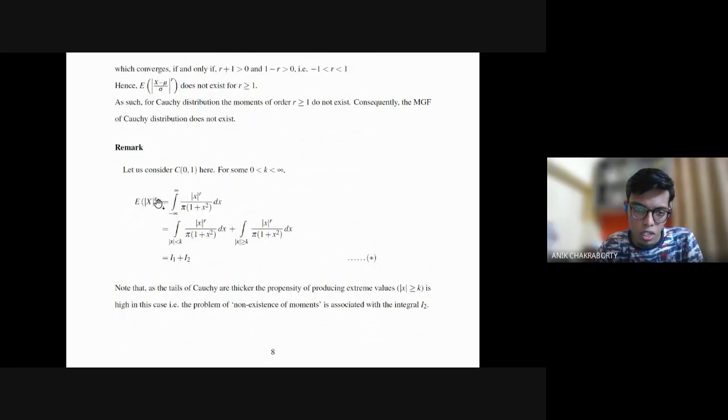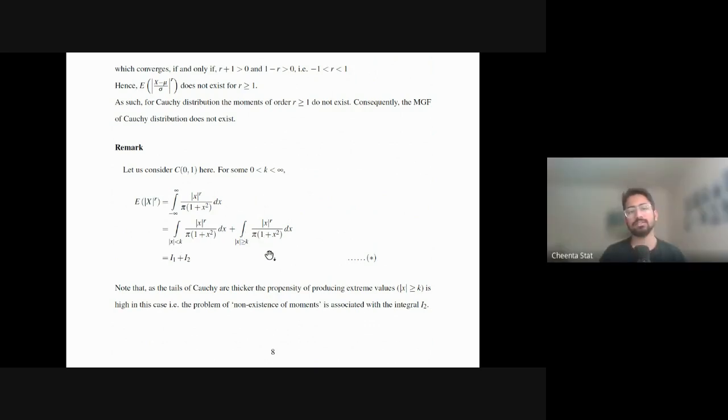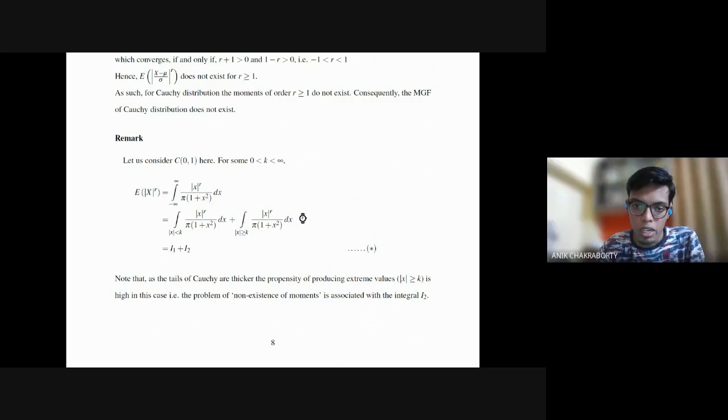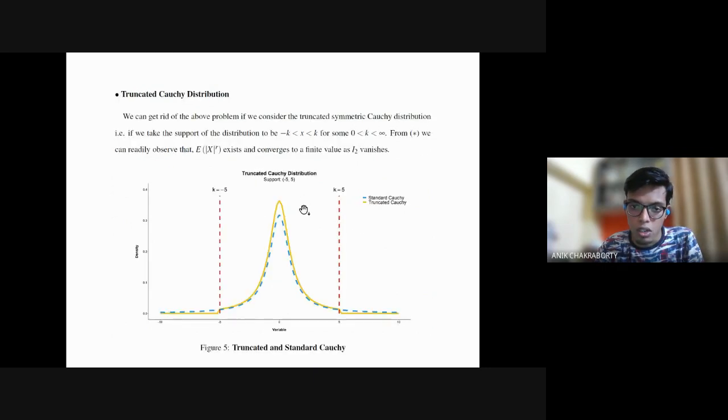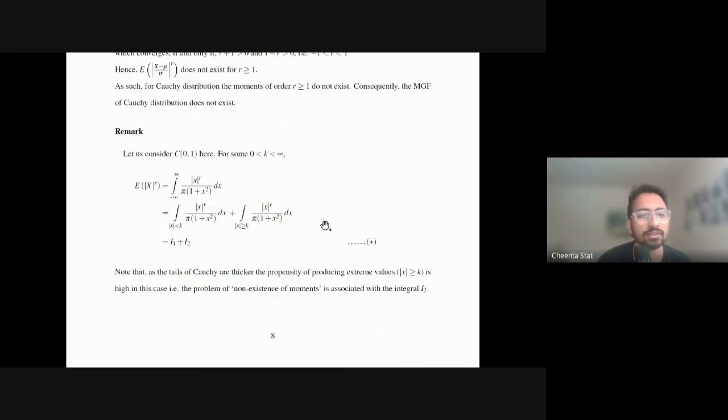So we divided the expectation of modulus x to the power r into two parts, that is the bounded part and the unbounded part. The bounded part, the integral will converge anyway. But for the unbounded part, the integral will not converge, as there the probability of modulus x greater than or equal to k is not going to zero. This is for any r.